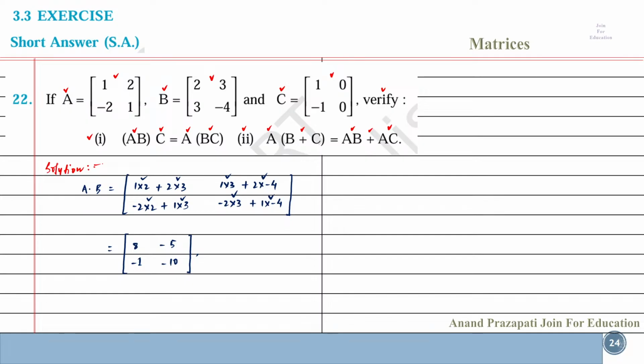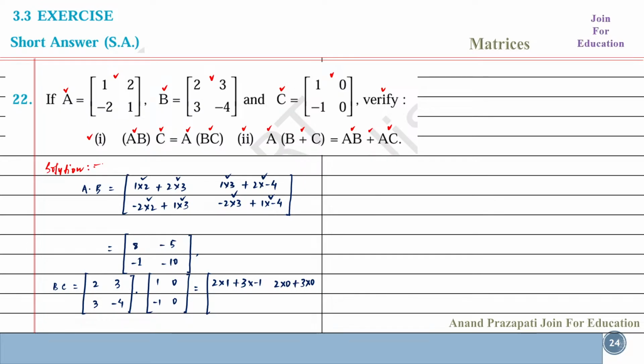Again we find out BC. So BC here will be 2 3, 3 minus 4 into 1 minus 1 0 0. Product of this one will be 2 into 1 plus 3 into minus 1 and 2 into 0 plus 3 into 0. Hope there is no problem to understand up to this step.